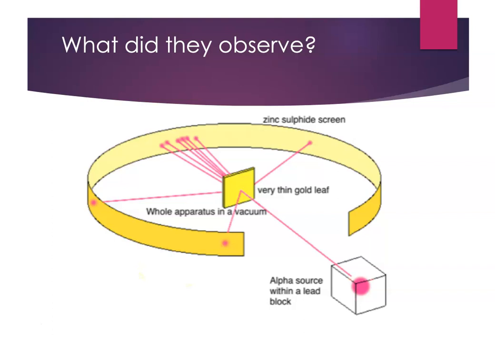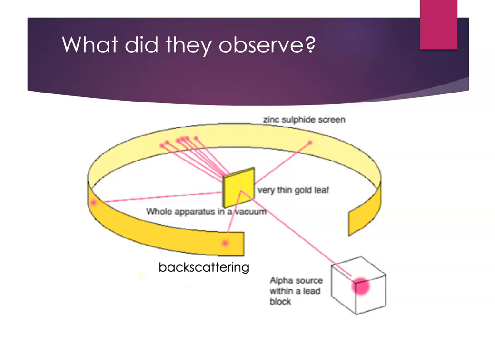And what did they observe? Well, they start collecting data, and most of the alpha particles do go straight through. Every once in a while, one would bounce off to the side, and then what really surprised them was that a very tiny fraction of alpha particles would actually come back at them.